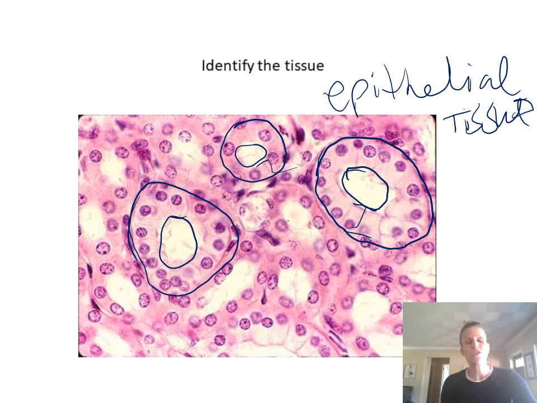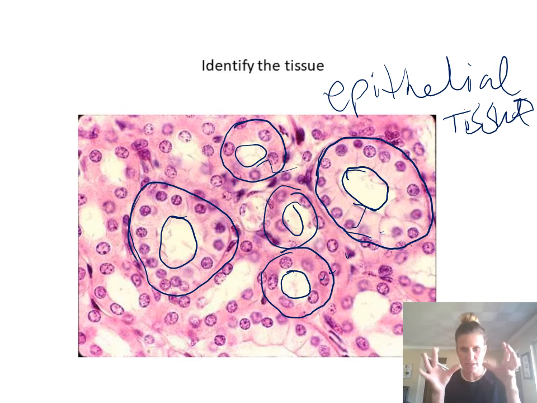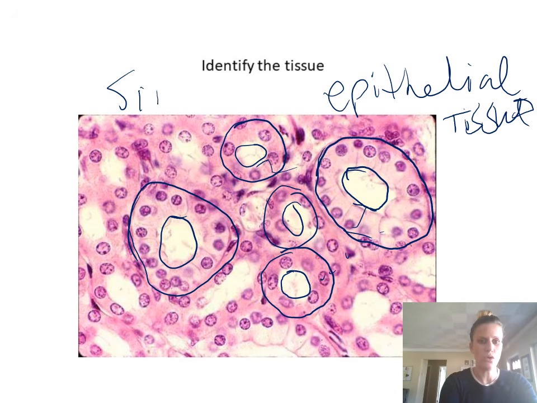Now, students want to look at this and say, there's a lot of layers of cells. Look at how the cells are all stacked on top of each other. But they're actually not stacked on top of each other. These are like separate units. So this is one unit right here. This is one unit right here. Each of these things that I've circled is one unit, and in that unit, there is only one layer of cells. So that means it's simple.